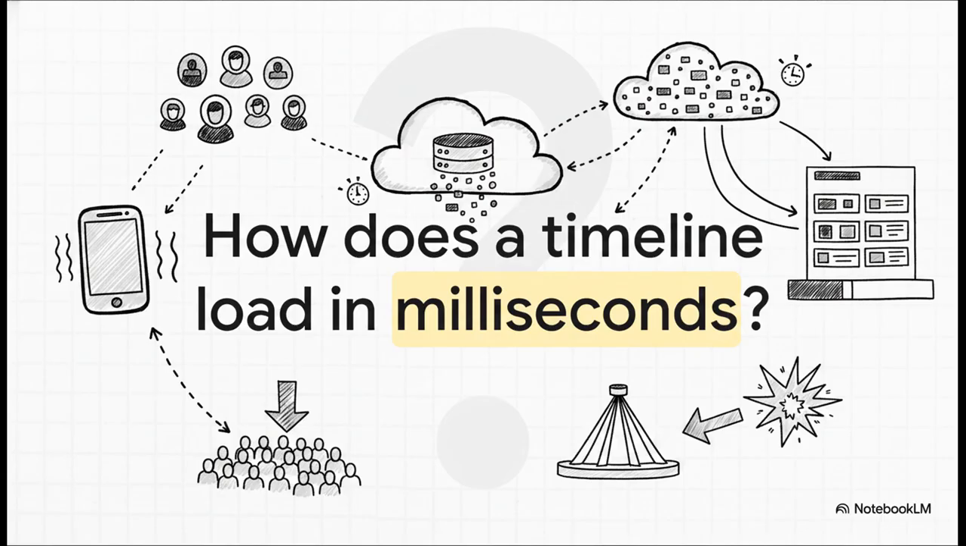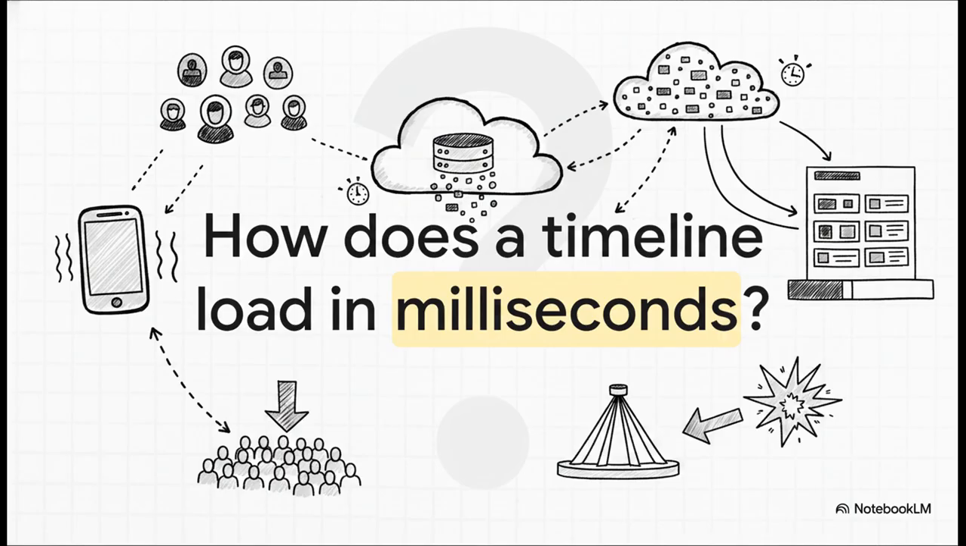Okay, so let's dive right into the core question here. How does a timeline actually load in milliseconds? I want you to really try to imagine the sheer mind-boggling complexity required to make this happen. When you open that app, the system doesn't just go and fetch one static document. Oh no, it has to instantly look at your specific profile, figure out the hundreds or maybe thousands of distinct accounts that you follow, dive deep into the database to find the absolute most recent posts from every single one of them, merge all of those posts together, sort them chronologically, and deliver them perfectly to your screen.